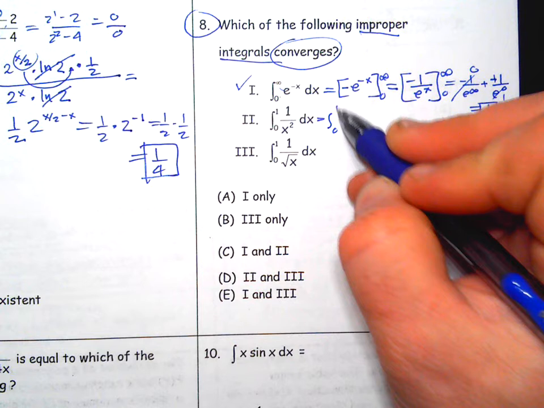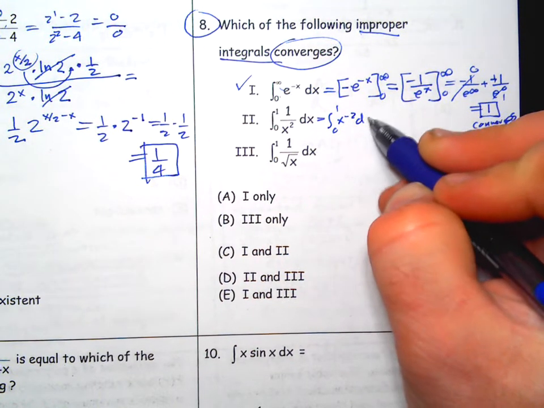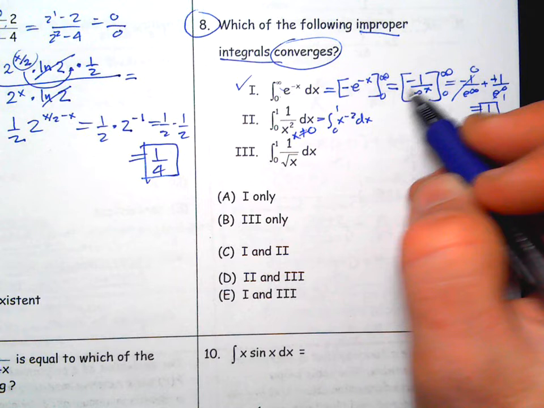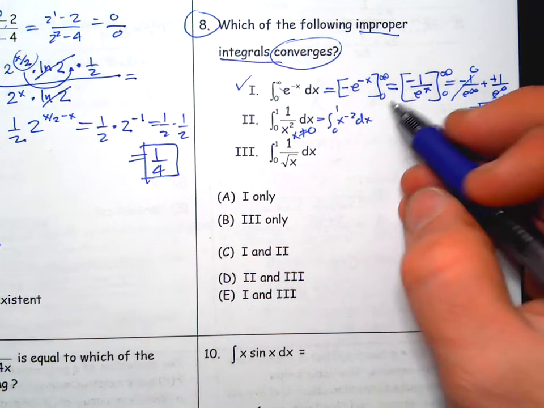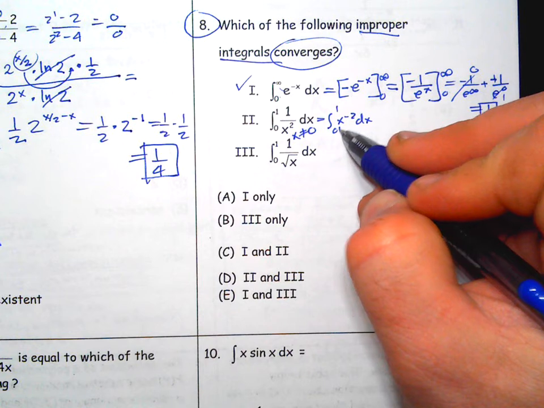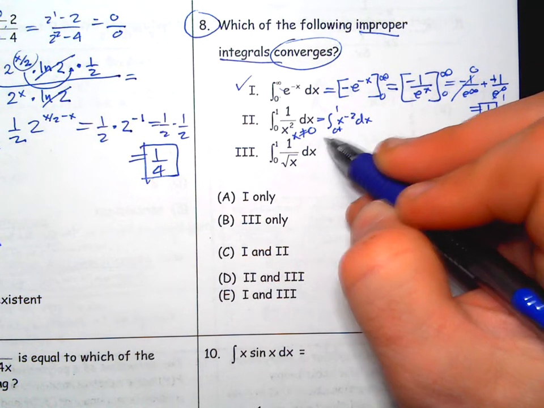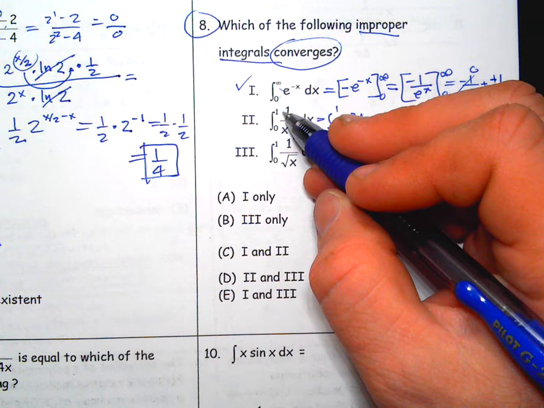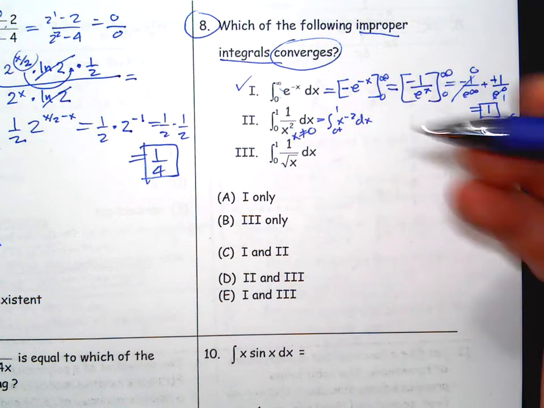This one is the same as x to the negative 2. So that, now the issue here is that x can't equal 0. So technically, we should be integrating the 0 from the right-hand side. We should be approaching the 0 from the right-hand side because it's between 0 and 1. So we're integrating from the right side of 0.